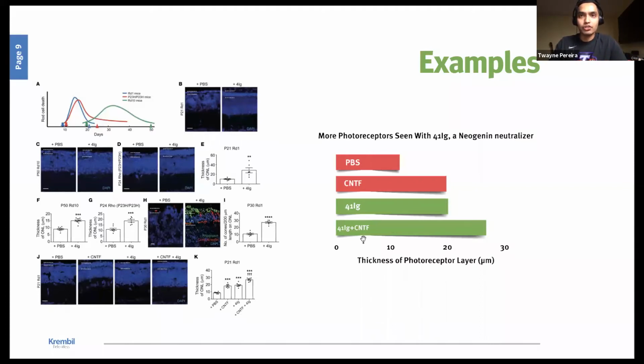You can use colors to indicate that, say, the 41IG treatment and the 41IG treatment plus CNTF, I think that's ciliary neurotrophic factor, shows an increased thickness of photoreceptor layer, which you can go on and explain might mean that these rods and cones are surviving more with these two treatments as compared to our control, which is PBS or just the ciliary neurotrophic factor on its own, right?